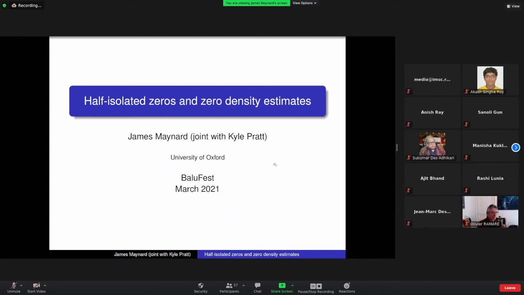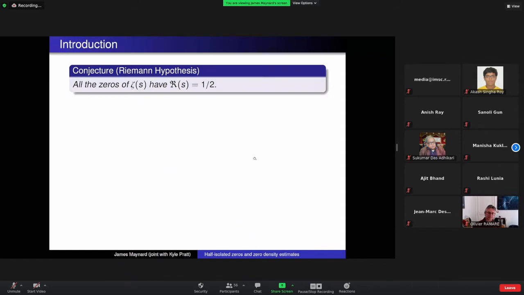So I'd like to talk about half-isolated zeros and zero density estimates. To set the scene, we can start off with the Riemann hypothesis that I'm sure everyone knows and loves: that all the zeros of the zeta function have real part equal to 1/2. The reason we care about the Riemann hypothesis is that it has lots of nice consequences for the distribution of prime numbers.